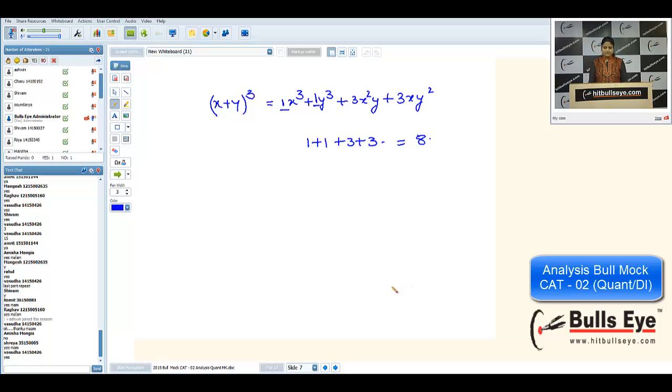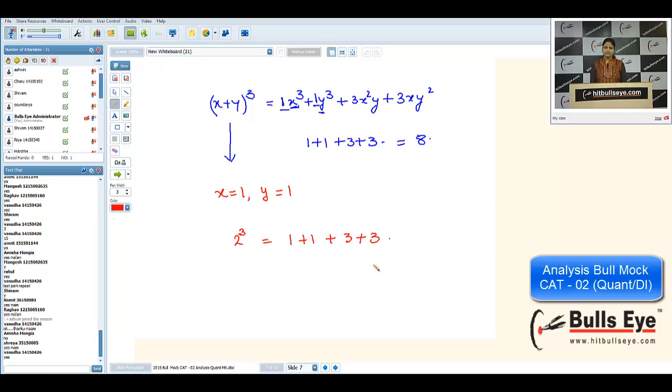See, now that was a smaller example. We could find the expansion, then we can take the sum of all the coefficients. But suppose expansion is not possible. Suppose directly we can say, see, we need the sum of all the coefficients. We don't need these variables x cube, x square, y square. So to make them invisible, I am putting x as 1 and y as 1. So it will become 2 cube is equal to 1 plus 1 plus 3 plus 3.